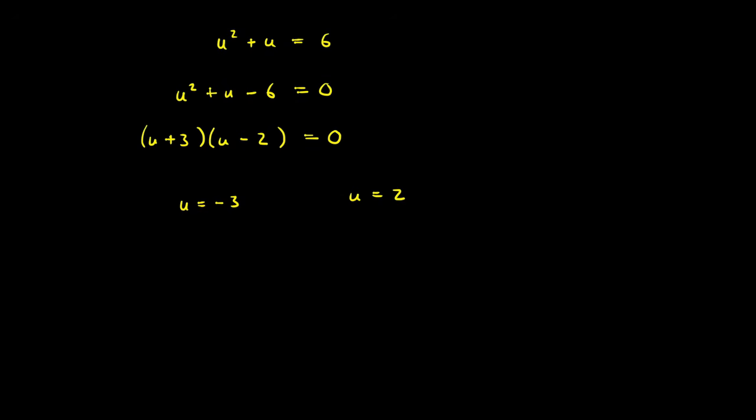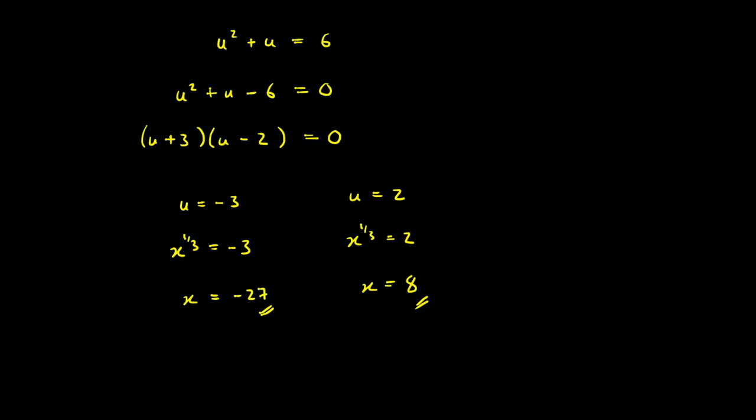But of course, u is equal to x to the power of 1/3, right? So x to the power of 1/3 is equal to -3, and x to the power of 1/3 is equal to 2. So if I cube both sides, x will be negative 3 cubed, which is negative 27, and x will be 2 cubed, which will be 8.